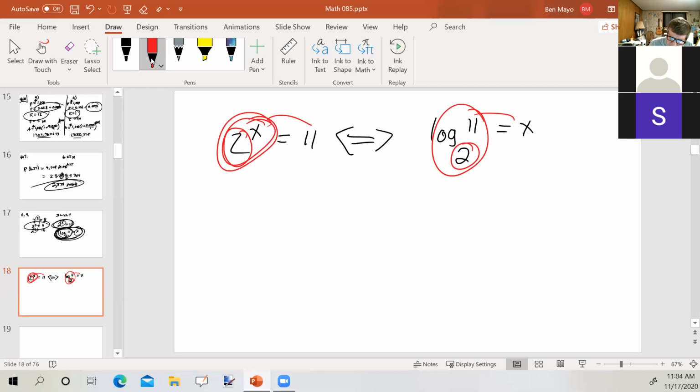Now, I want to point something else out. This is 2 to the x power. This is not 2 to the 11th power. It's log base 2 of 11 is how we say it. Okay, so let's use that idea in a bunch of examples here till you get comfortable with it.